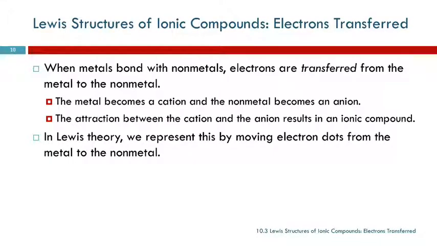So ionic compounds, ionic bonds involve transferring of electrons. The metal transfers electrons to the nonmetal. Metals have lower ionization energy than nonmetals do, so it's easier for them to lose electrons, and then the nonmetal gains an electron. In Lewis theory, we represent this by moving electron dots from the metal to the nonmetal.